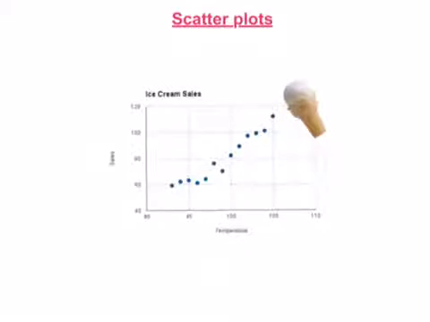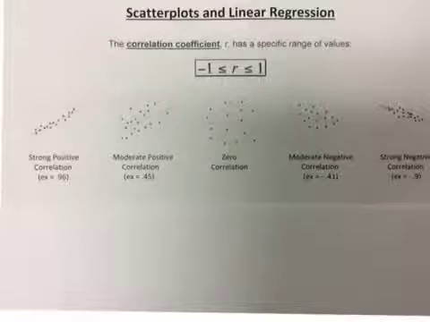And as we can see, as the temperature goes up, so does ice cream sales. So these two variables are positively correlated. The correlation coefficient, which we call R, is just a number value that we assign to our data that measures the relationship between two variables. Now, this number that we assign is always between -1 and +1.